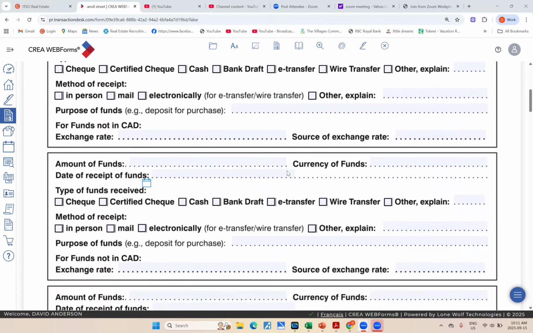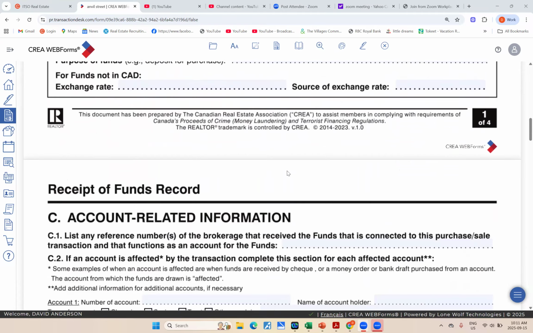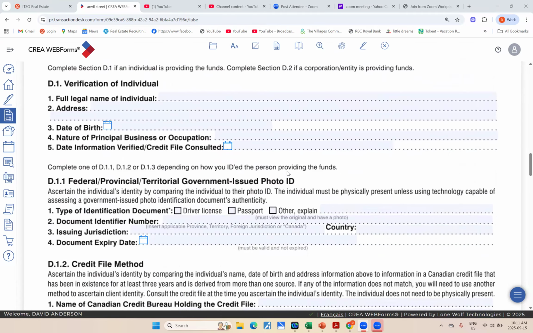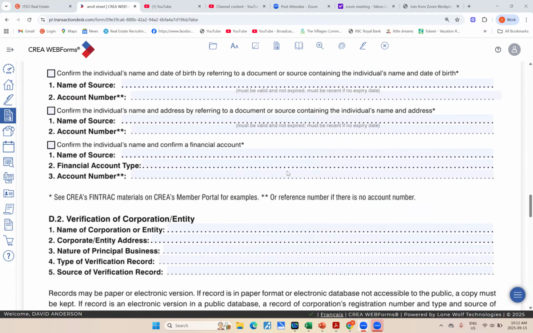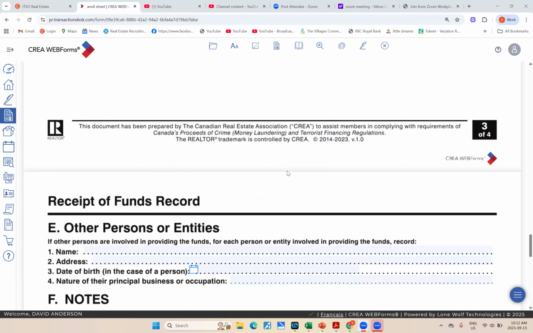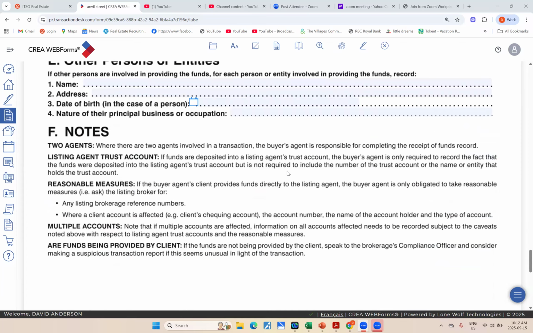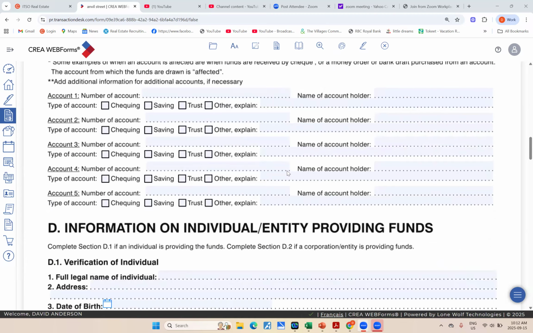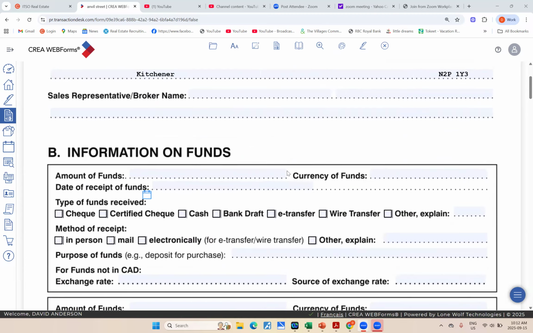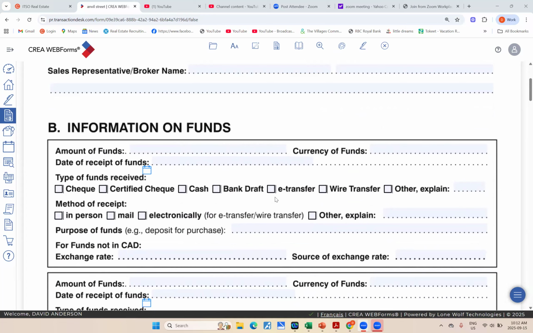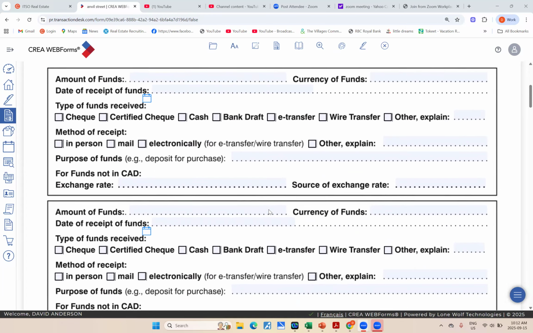Basically what we want to do is look at B and then C and then D all through here, and then E and F. So let's look at B first and say, one of these, you're usually only going to get one check or one bank draft, but if you get two, you fill it out twice.